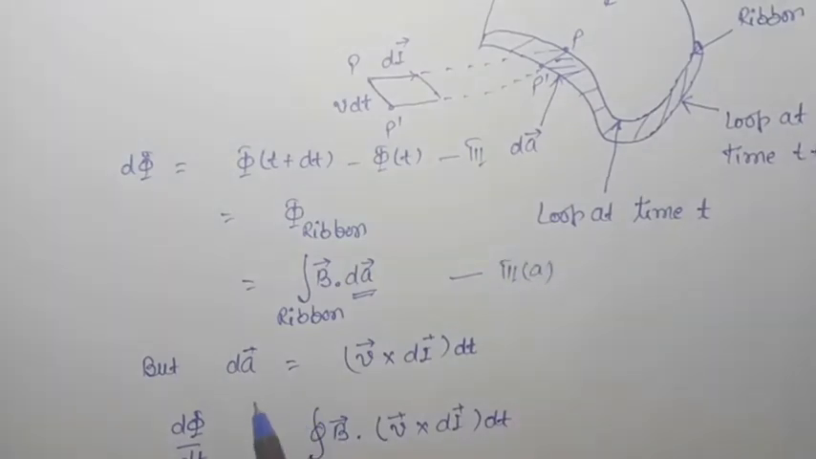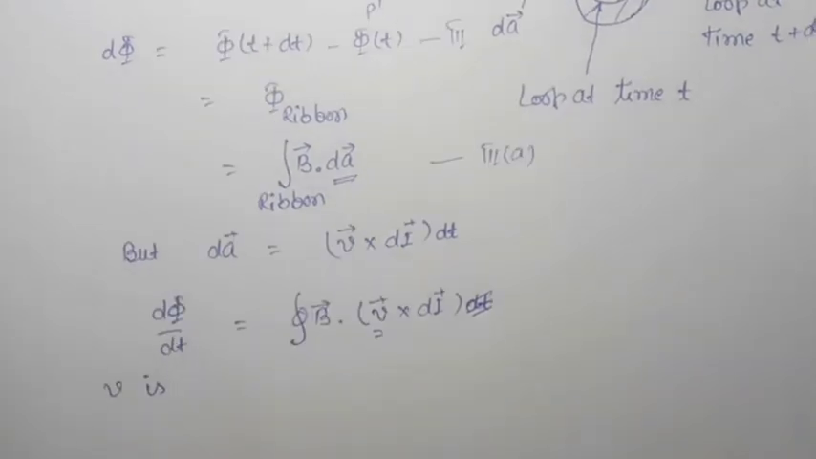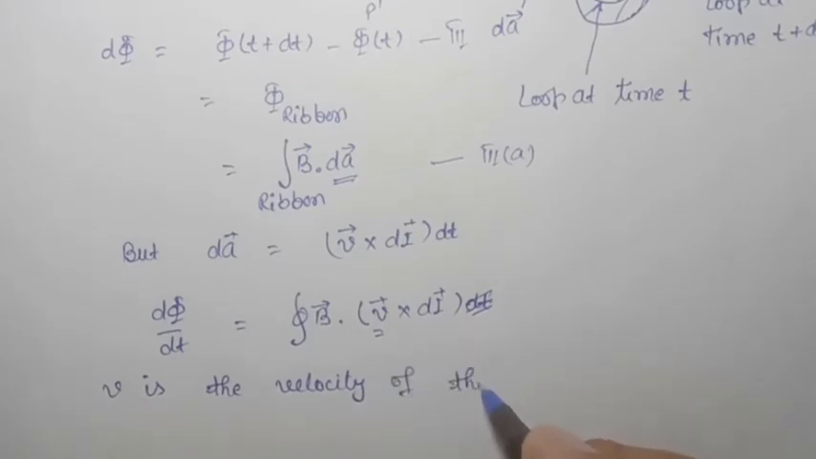Here we simply substitute the value of dA. So the rate of change of flux with respect to time is equal to B dot, where we put the value of dA, so this is v cross dl, and dt will cancel. Here v is the velocity of the wire.